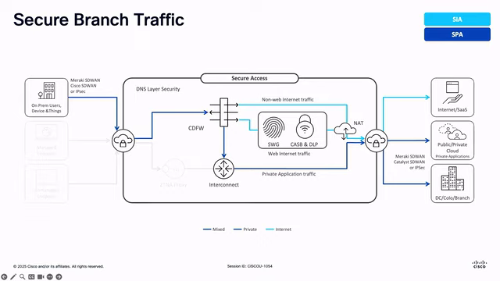Once it gets to Secure Access, this is similar to what we just saw before in the secure branch use case. It would hit the cloud-delivered firewall. And again, it could go to the internet or to a private application, and you would use the appropriate path based on where it's going to.